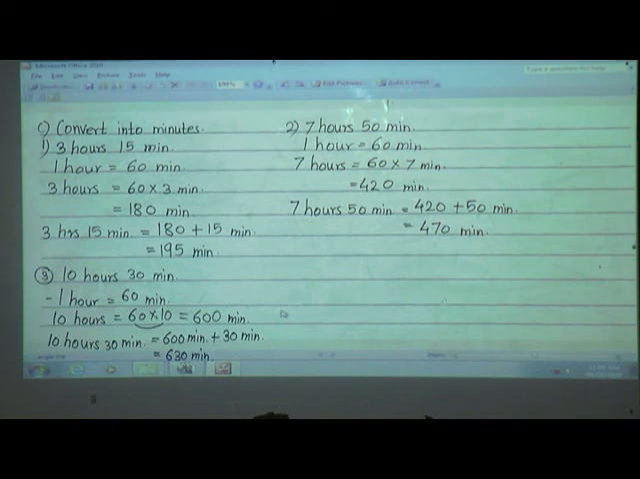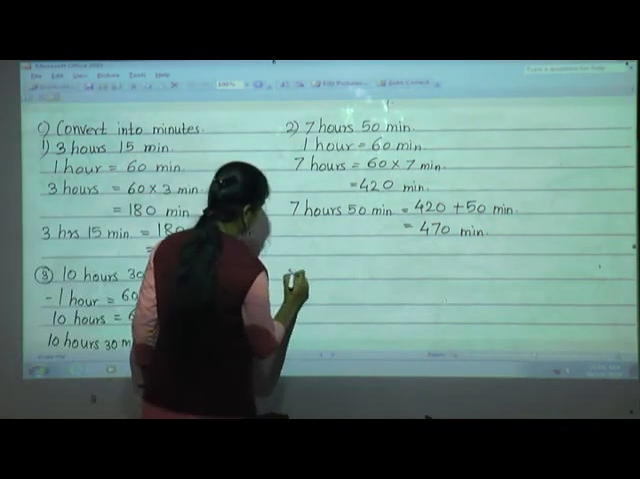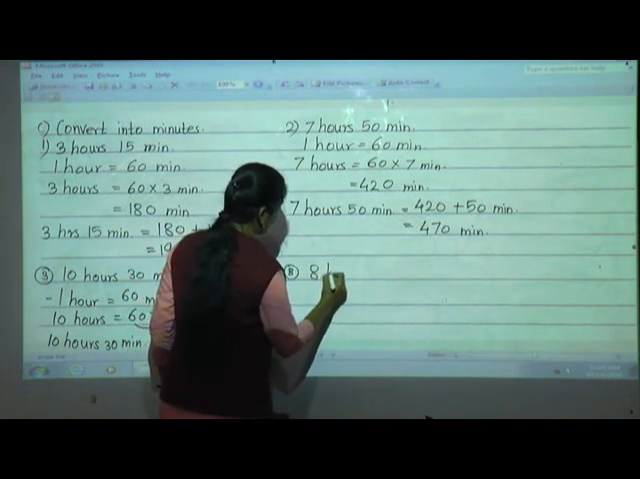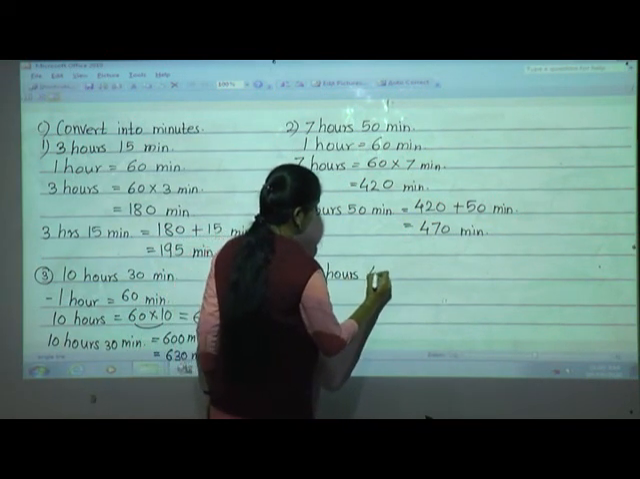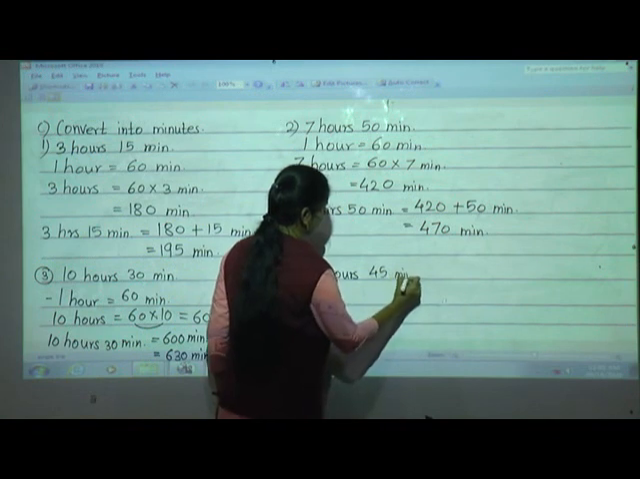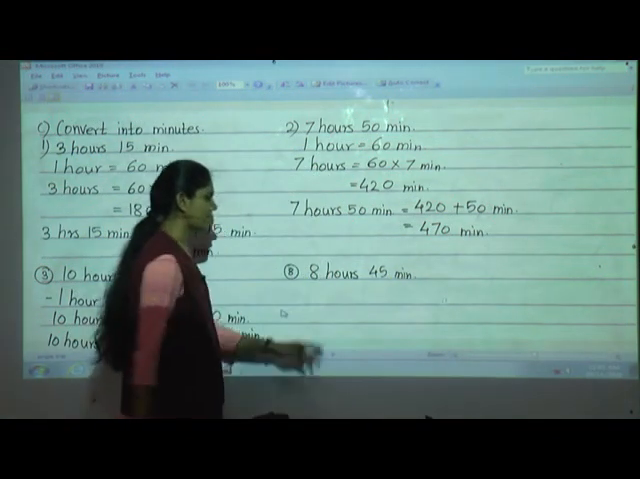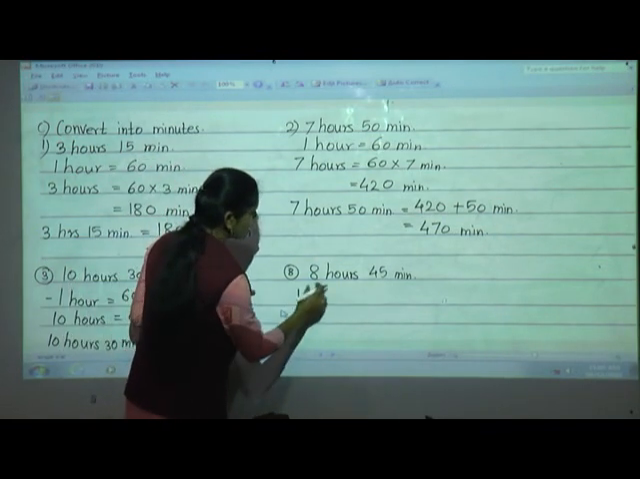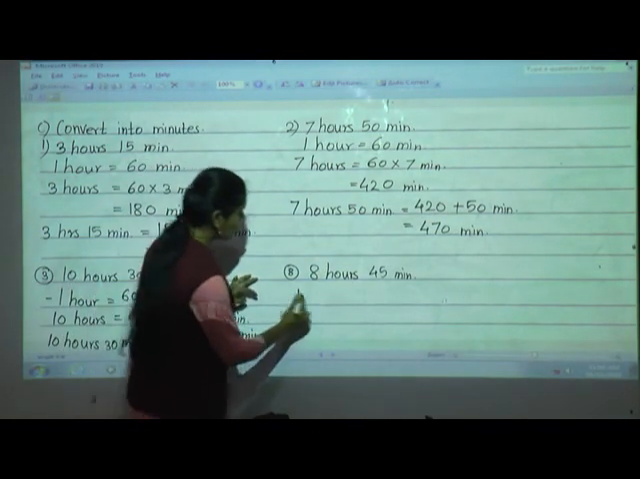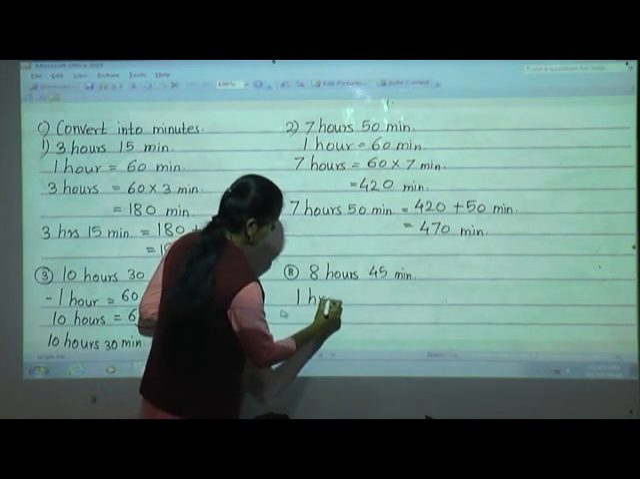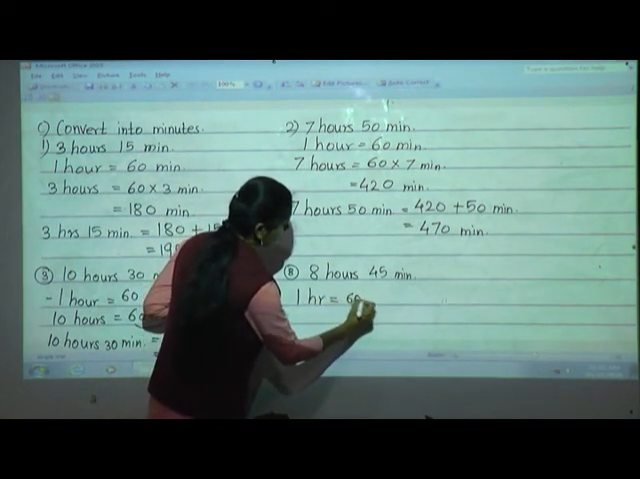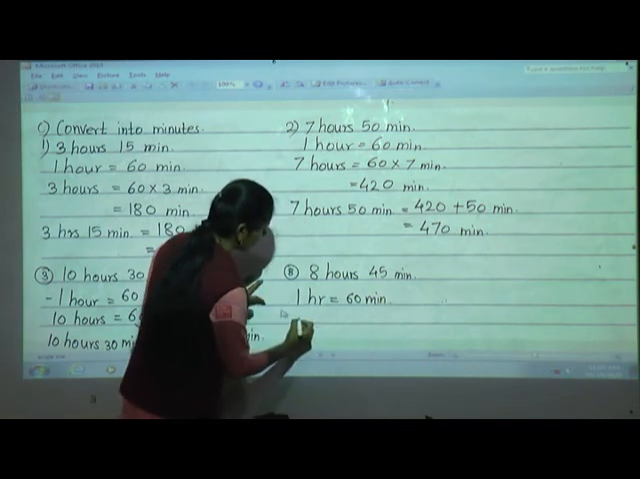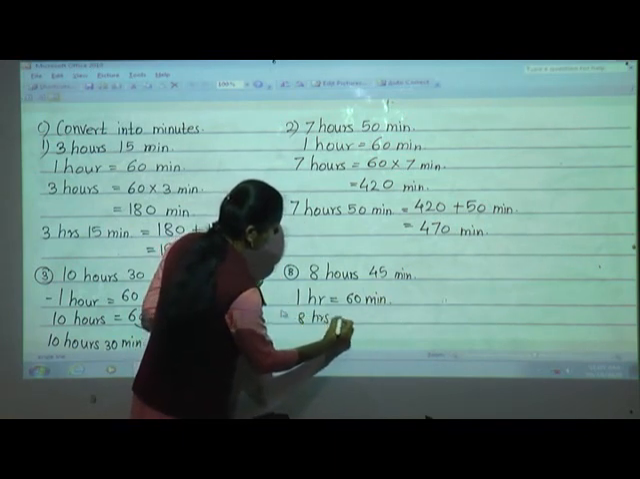8 hours and 45 minutes. Last example we will take 8 hours 45 minutes. Now see here, first step, 8 hours 45 minutes. First we will convert this 8 hours into minutes. So 1 hour is equal to 60 minutes. Okay. So 8 hours is equal to how many minutes?